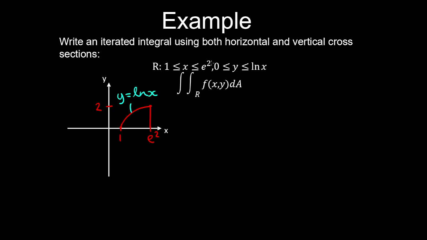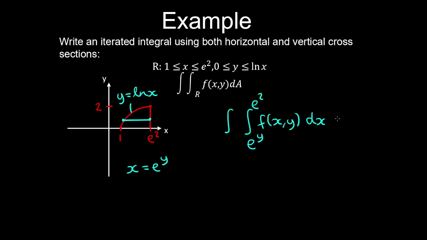So using horizontal cross sections, we first integrate our function with respect to x. So our left-hand limit of integration is obtained by solving this equation for x. So taking e to the power of both sides, we get x is equal to e to the y. And our right-hand limit of integration is e squared. And then we integrate this result over y from y equals 0 to y equals 2.